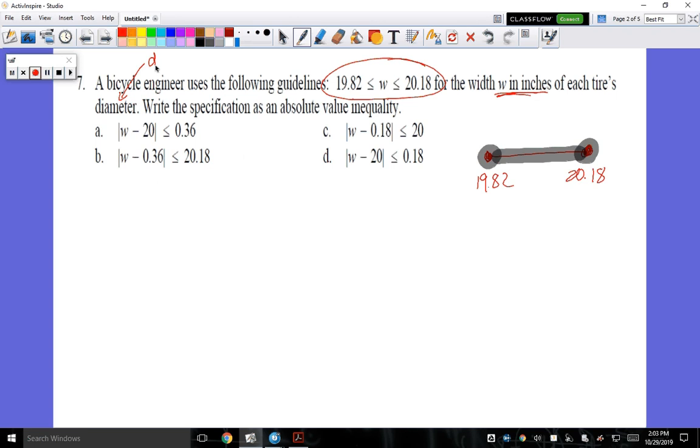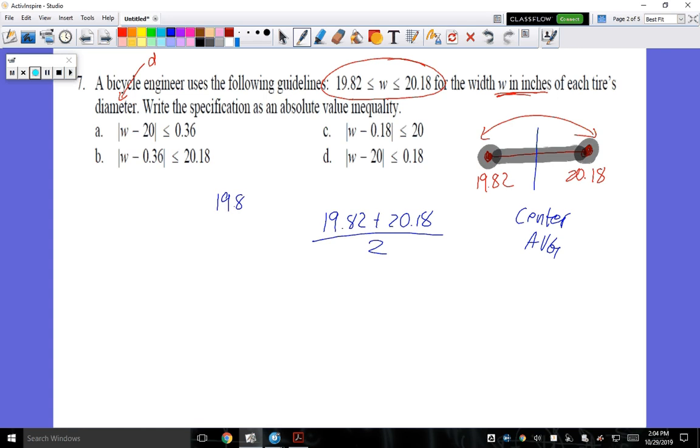If this is the range I'm looking at, between 19.82 and 20.18, there is a center somewhere here. The way I can find the center, otherwise the average, between two numbers, is to add them together and divide by 2. Let's do this by hand, and we'll verify with the calculator. You have 10, carry the 1, another 10, carry the 1, another 10, carry the 1, we have 40. So 40 divided by 2 should be 20, or 20.00. So 20 is my center.